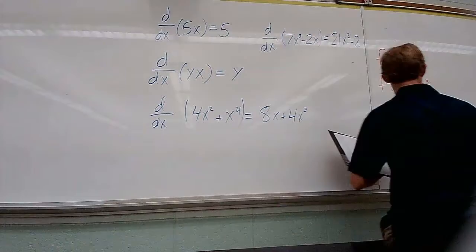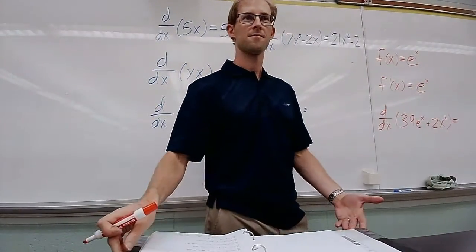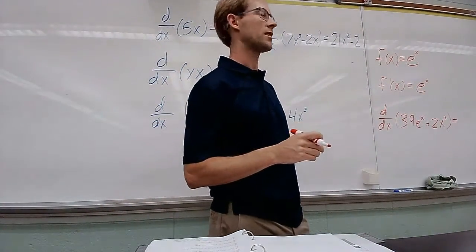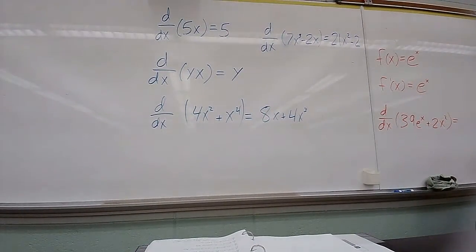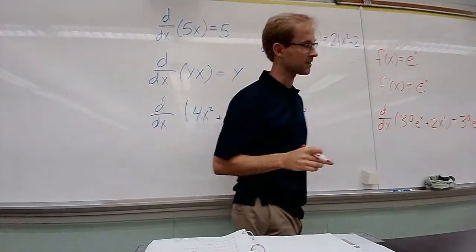What's the answer to this? 39 e to the x plus 4x, or would it be 39x? You are correct. 39 e to the x plus 4x.